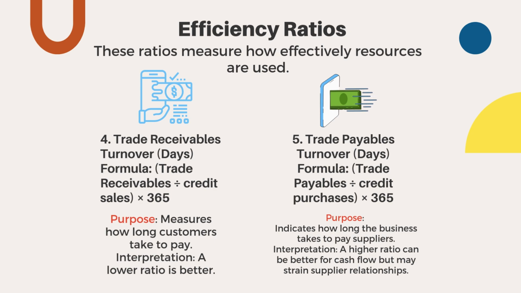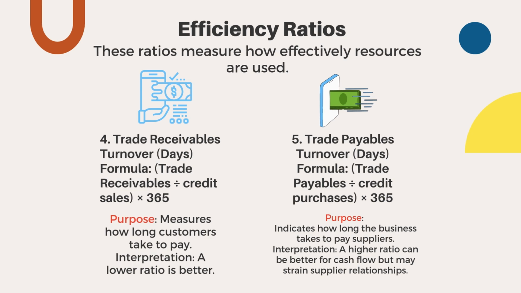5. Trade payables turnover, days. Formula: trade payables divided by credit purchases, times 365. Purpose: indicates how long the business takes to pay suppliers. Interpretation: a higher ratio can be better for cash flow but may strain supplier relationships.